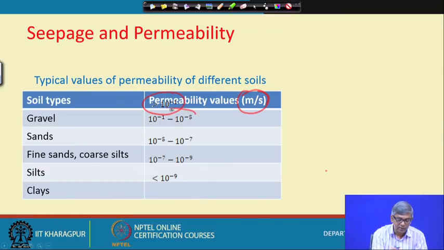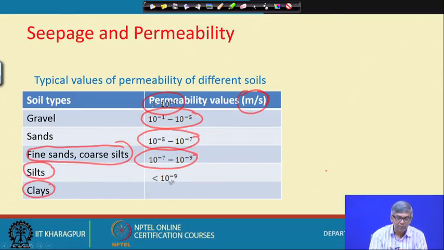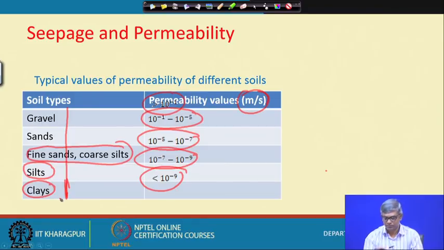and when it is sand, it is between 10 to the power minus 1 to 10 to the power minus 5, and when it is fine sand and coarse silt, then it is 10 to the power minus 5 to 10 to the power minus 7, and when it is silt, then the value is 10 to the power minus 7 to 10 to the power minus 9, that is meter per second, and when it is clay, the value is less than 10 to the power minus 9. You can see that when we go towards coarser to finer particles, the permeability value is reducing, that is obvious.